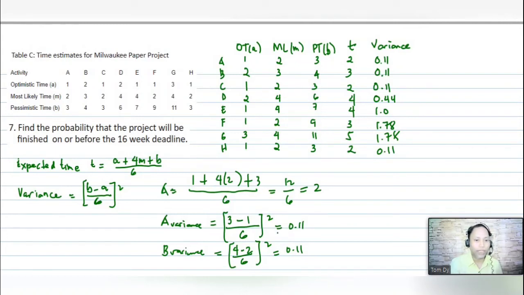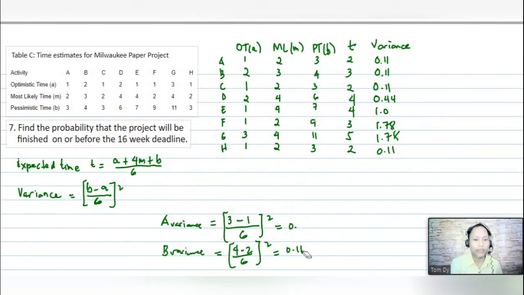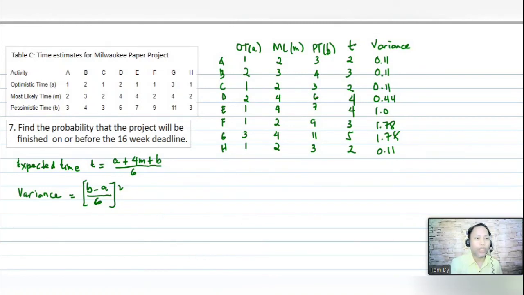So let me erase this one so that I have a space. Okay, erasing this part. Now, after we computed our expected time and then the variance, this time we will now compute the standard deviation, or the project variance. We have our variance, then we have what we call the project variance.